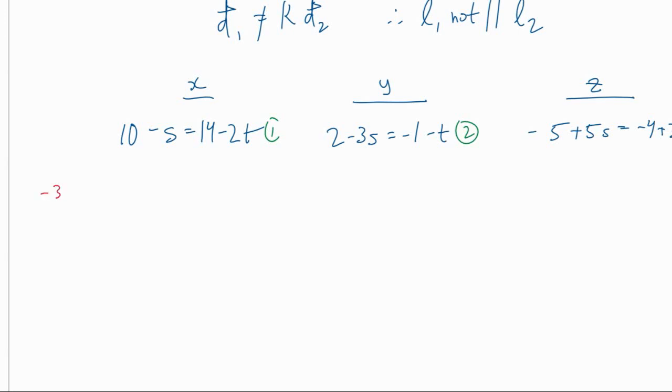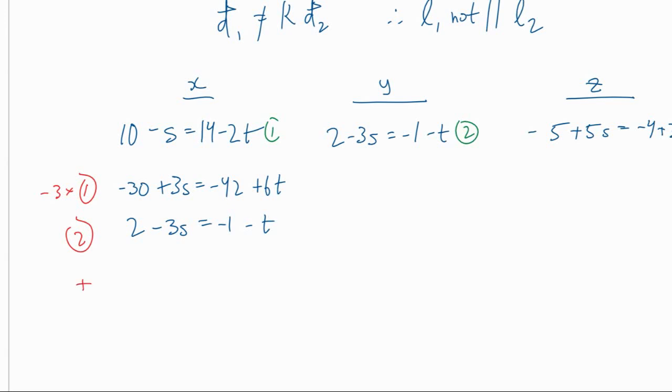So I'm going to do negative 3 times equation 1, and that is going to give me negative 30, positive 3s, and that's why I did this, minus 42 plus 6t, okay? And that way, when I bring equation 2 down, I get 2 minus 3s equals negative 1 minus t. And remember, I like adding. So that's why I did that. I'm going to be eliminating the s's because I'm going to add them.